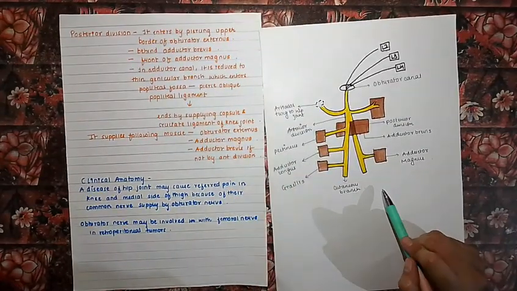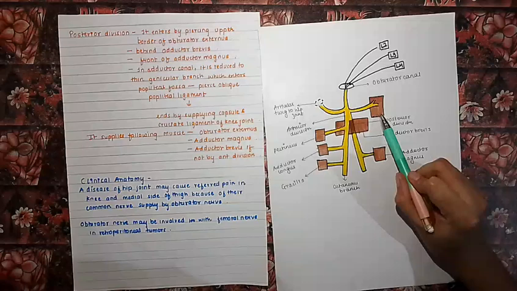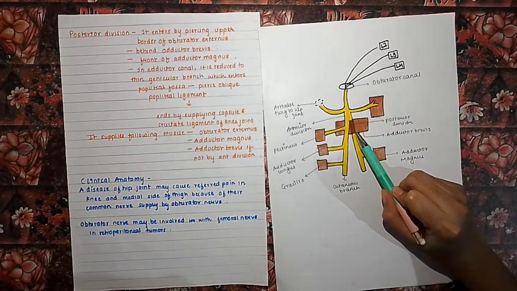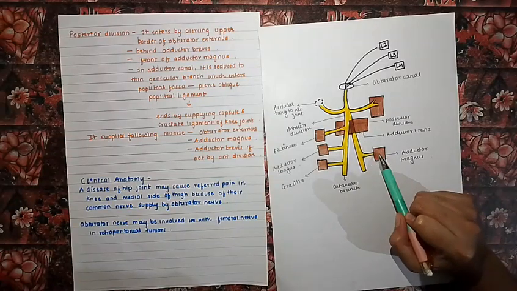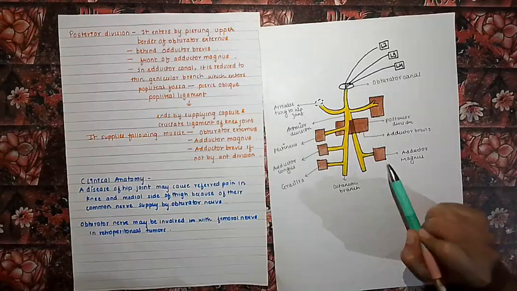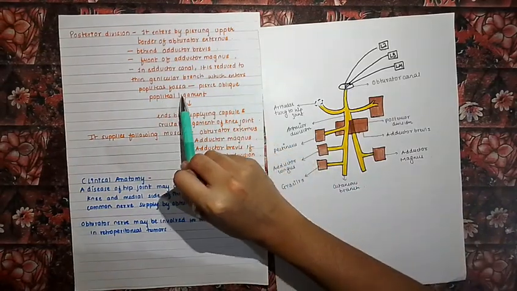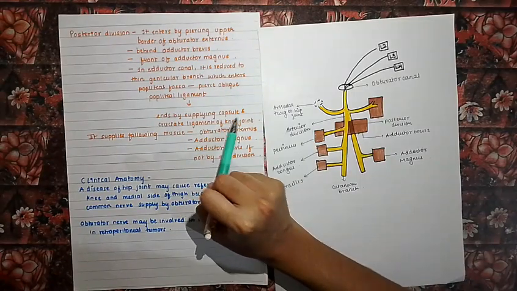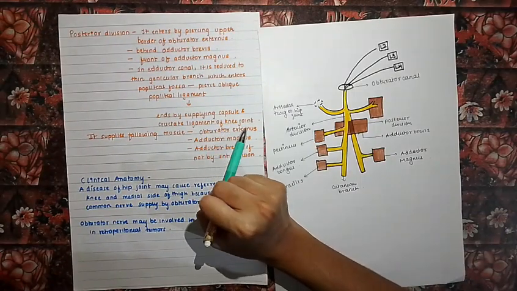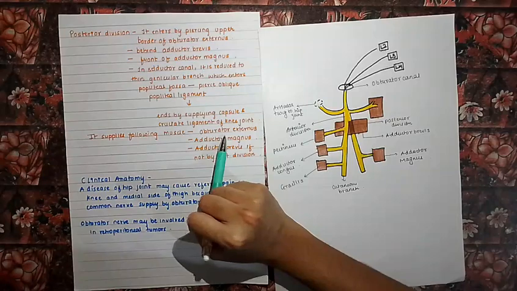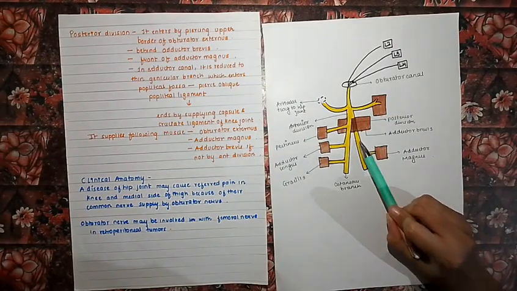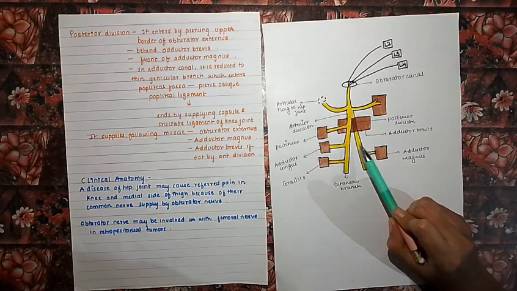Posterior division, it enters by piercing the upper border of the obturator externus muscle. It travels behind the adductor brevis, in front of the adductor magnus, and it is in the adductor canal. It is reduced to the thin genicular branch which enters the popliteal fossa, piercing the oblique popliteal ligament and ends by supplying the capsule and the cruciate ligament of the knee joint. It supplies obturator externus, adductor magnus and adductor brevis if it is not supplied by the anterior division.